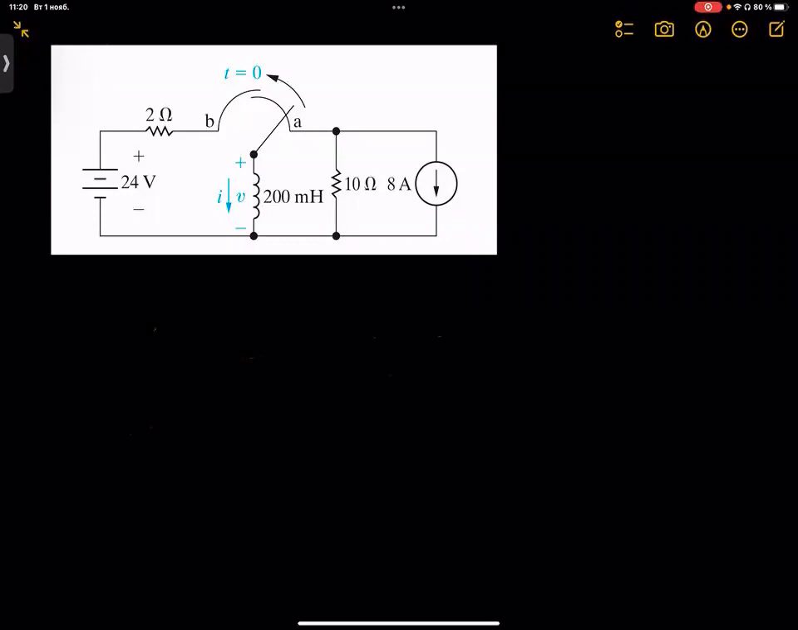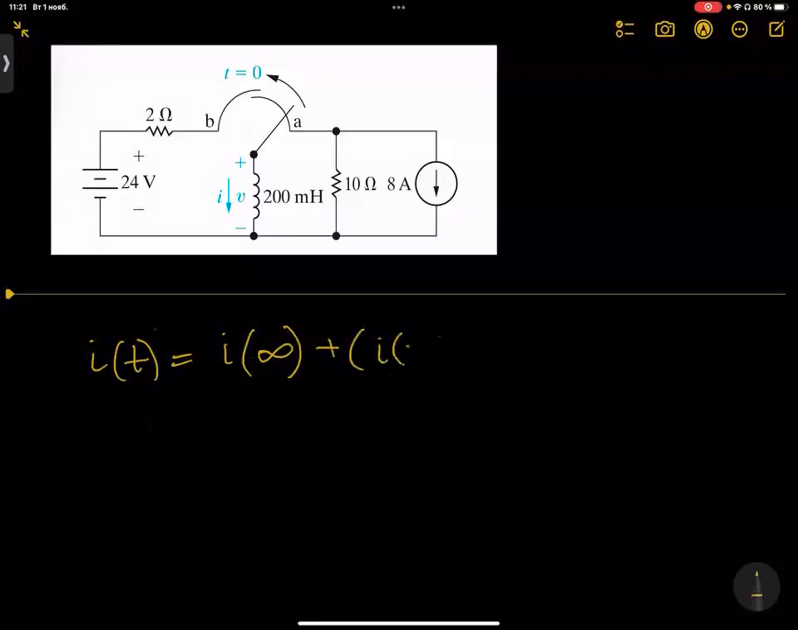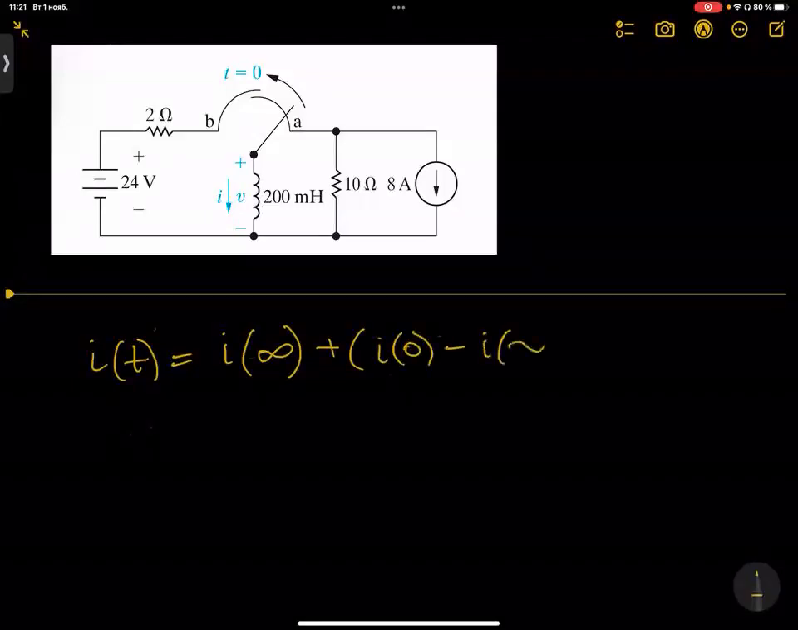In this tutorial, we're going to talk about step response in RL and RC circuits. Firstly, let's start with RL circuits. I'm going to write the formula for finding i(t), the function of current, in an RL circuit. So in an RL circuit, i(t) equals I infinite plus (I0 minus I infinite) multiplied by e to the power of minus t over tau, the time constant.